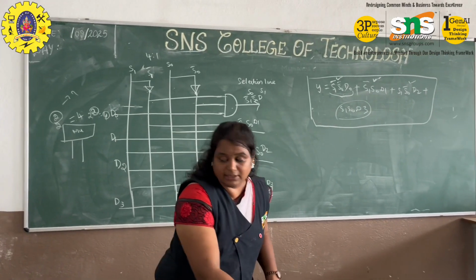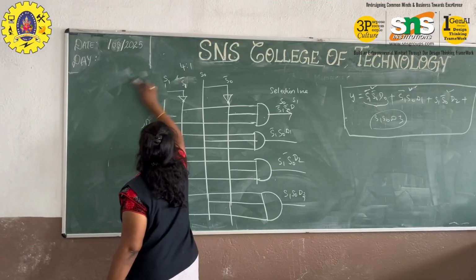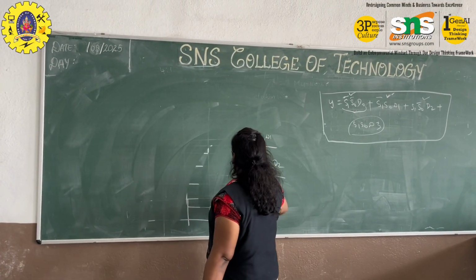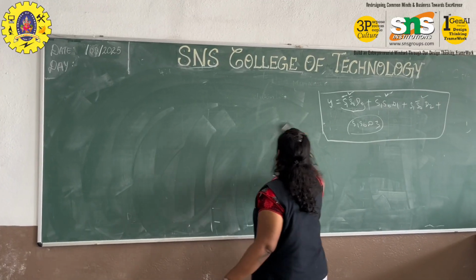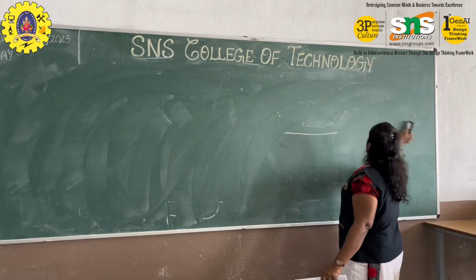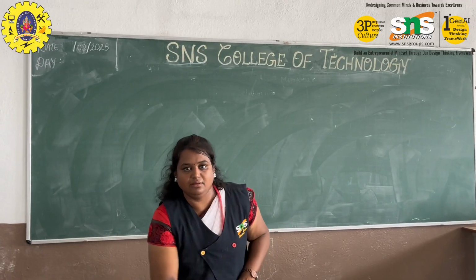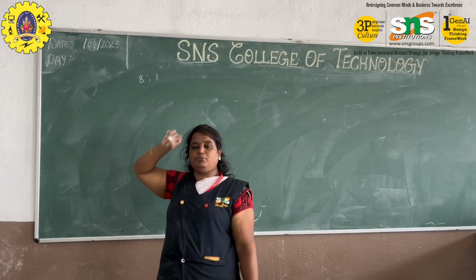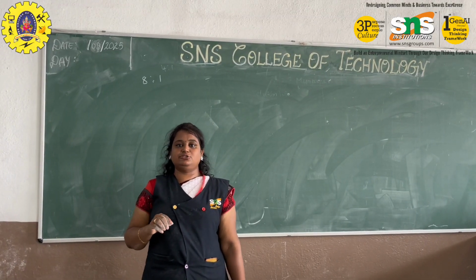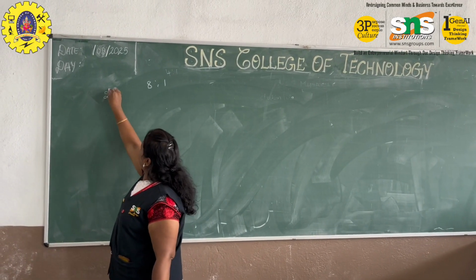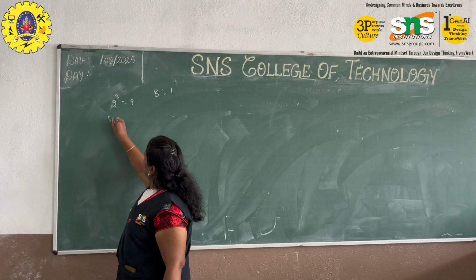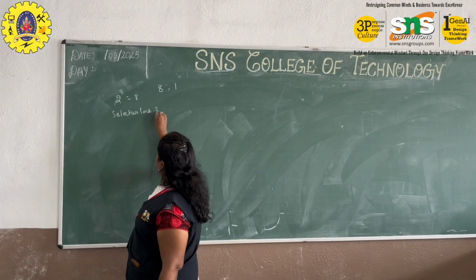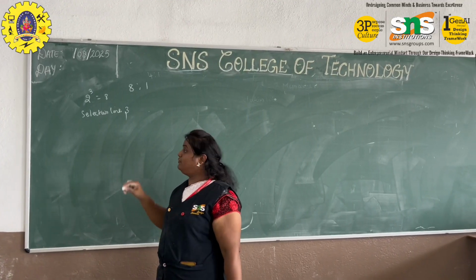The next one is the 8:1 multiplexer. As I said before, if you have 8 inputs, your selection lines should be 3. How do we get 3? 2 power 3 is equal to 8. So the selection lines will be 3. This is how you have to identify the number of selection lines.